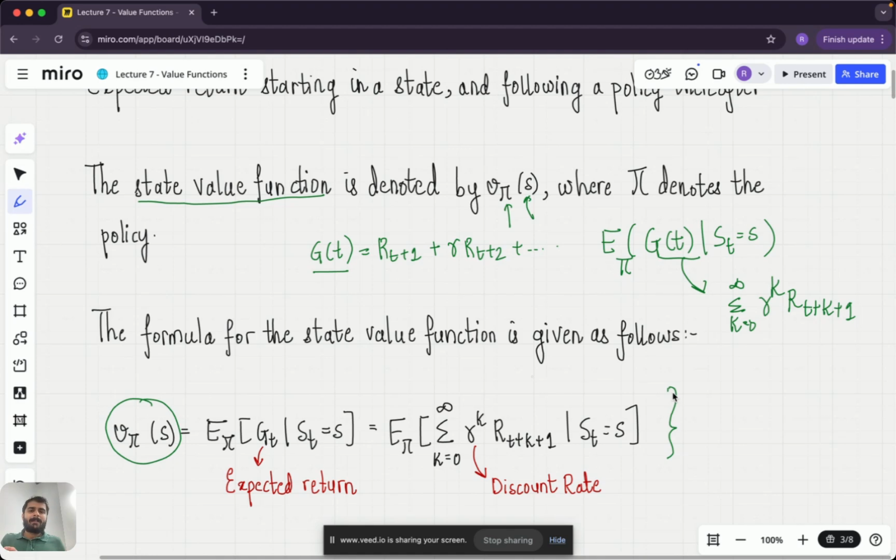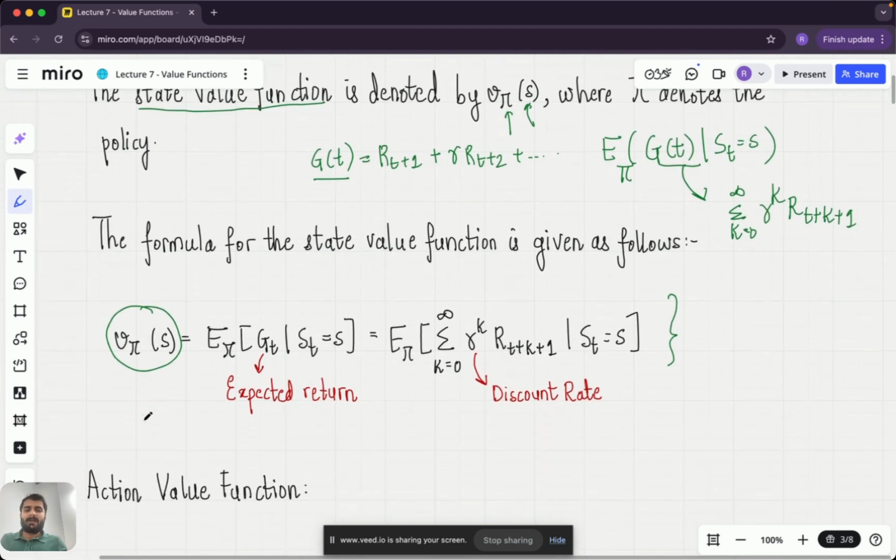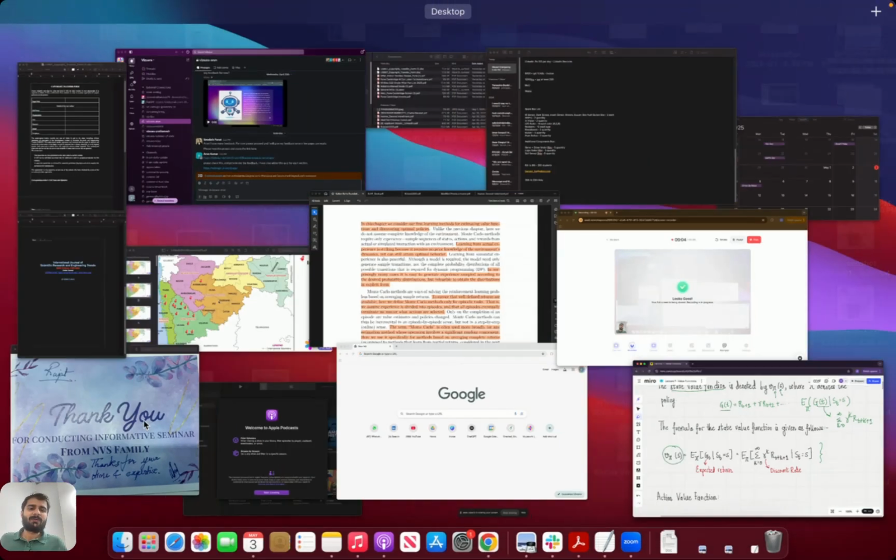We are saying that rewards which are more immediate are more valuable compared to rewards which you receive in the future. And this intuition is incorporated very nicely in the discount rate, which is denoted by gamma. Okay, so this is the value of the state, or this is the formula for the state value function. Okay, let us move ahead. After we have discussed what is the state value function, we have to now go ahead and look at what is the action value function.